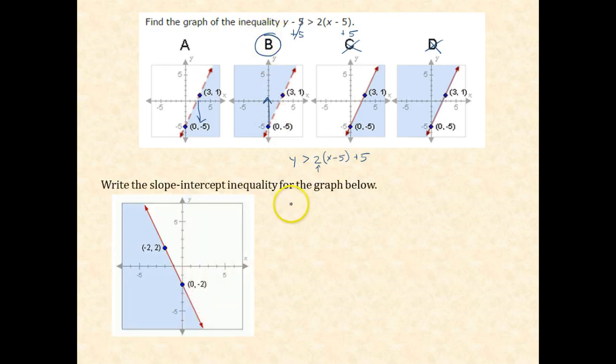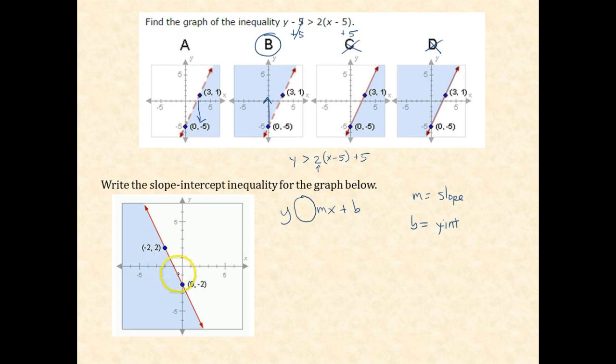Write the slope-intercept inequality for the graph below. All right, so it's going to be y something mx plus b, where m is the slope, and b is the value where it crosses the y-axis. We call that the y-intercept. And then the inequality sign we're going to get from solid or dashed and shaded above or below.